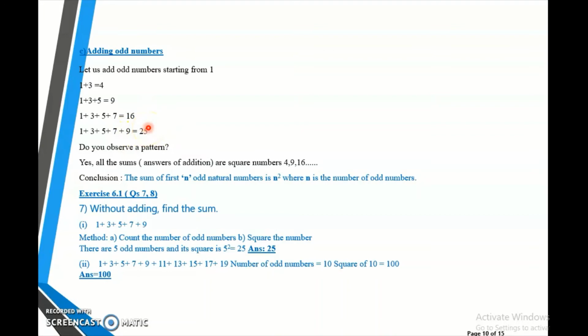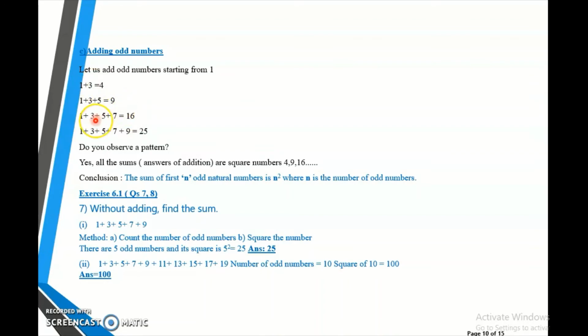You note that all the answers are perfect squares and the numbers added are all odd numbers starting from 1. So we can conclude that the sum of the first n odd numbers is a square number. Let us observe 1 plus 3. There are 2 odd numbers, so 2 square is 4. 1, 3, 5. There are 3 odd numbers, so it is 9.